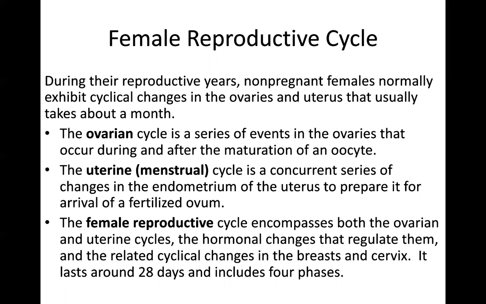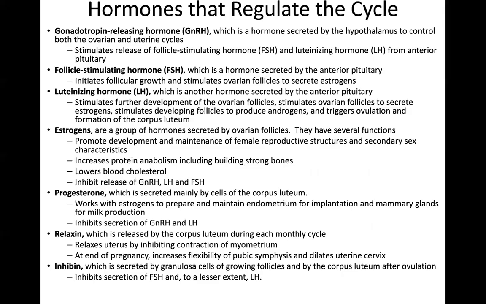So there are those 2 cycles, and if you combine them, you would call that the female reproductive cycle. It encompasses both the ovarian and uterine cycles, but also the hormonal changes that regulate them, and the related cyclical changes that occur to the breast and cervix. Once again, this lasts about 28 days and consists of 4 phases. We'll talk about those 4 phases and get into the reproductive cycle in just a second, but let's learn about the hormones.